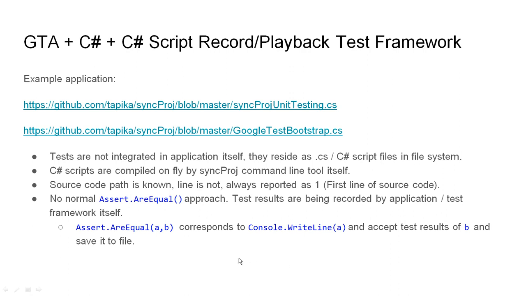And there is no assert-equal approach, so that testing framework is not using any asserts whatsoever. It only uses console write line. Basically, if we compare it to existing testing frameworks, we typically have assert equal A and B, and that would correspond to us writing console write line A and accepting test results of B, so everything that is being printed will be saved to file.